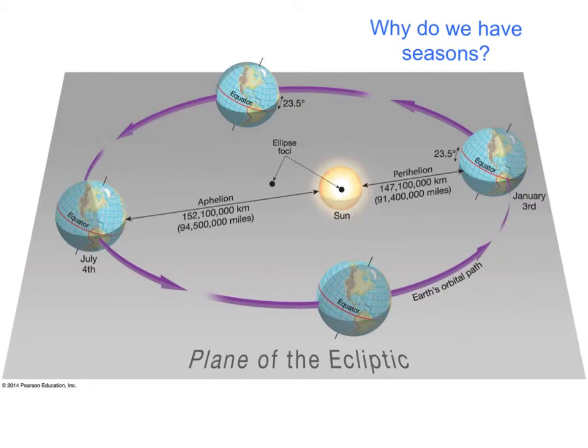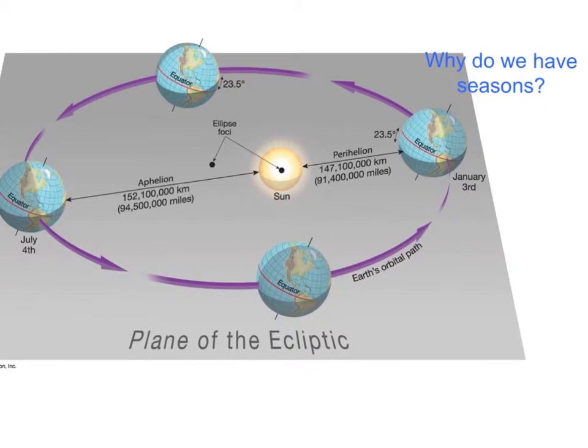Let's start with our topic of why do we have seasons. First, we have to understand why we don't have seasons, right? So, we know that the Earth moves around the sun in an elliptical orbit.